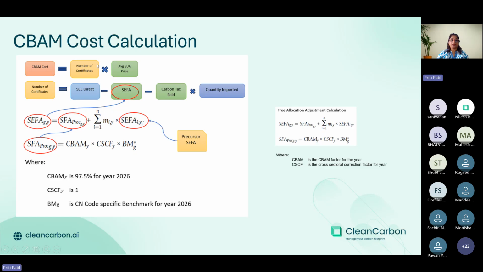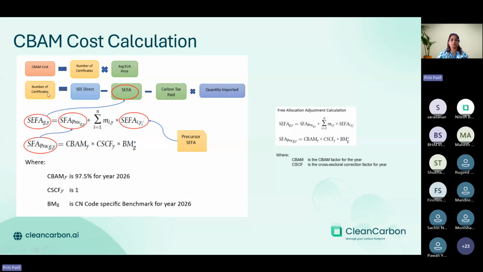But how to calculate this number of certificates? So number of certificates is equal to your SE direct for that product. We are calculating for a particular product. If your shipment or import has 10 products, it's not the total of those 10 products. It is for the specific product in that shipment.